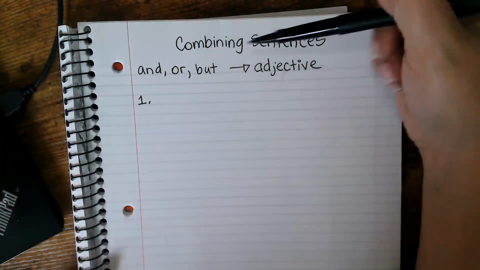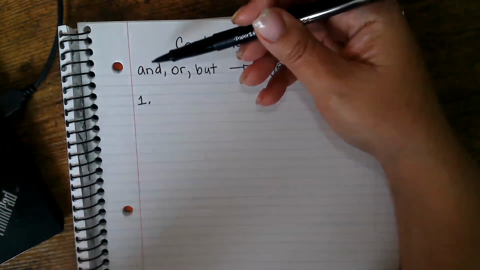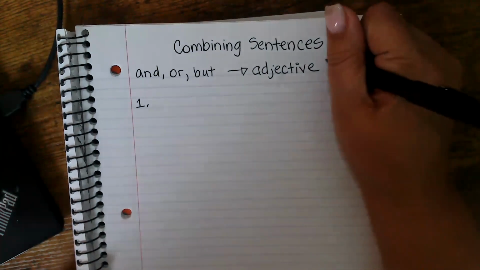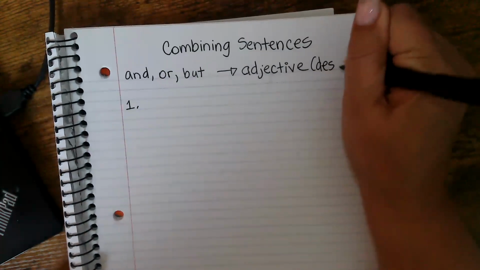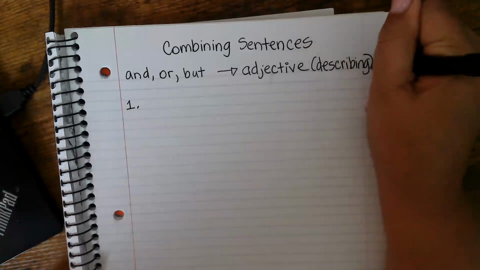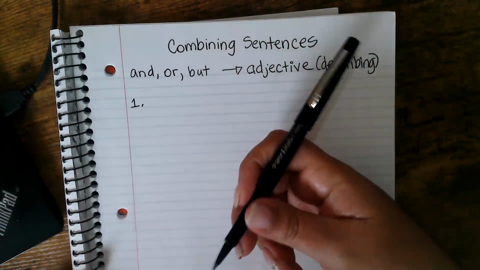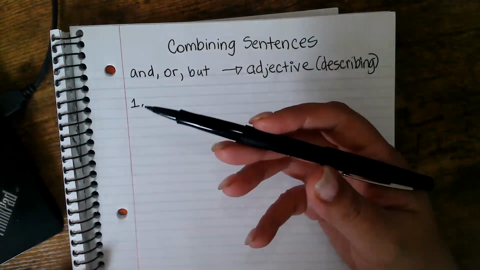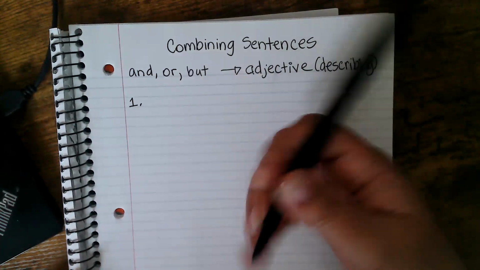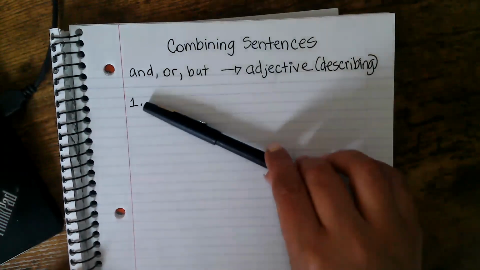Combining sentences. We're going to use and or but, or you could use an adjective. An adjective is a describing word. So if I'm going to write an adjective about this pen, I could say the black pen, the felt tip pen. I could say different words that describe this pen. Go ahead and copy this heading.